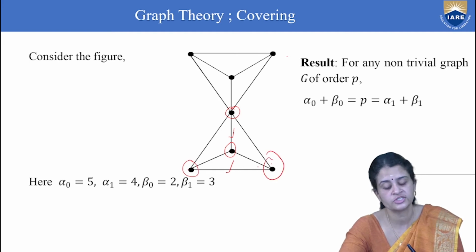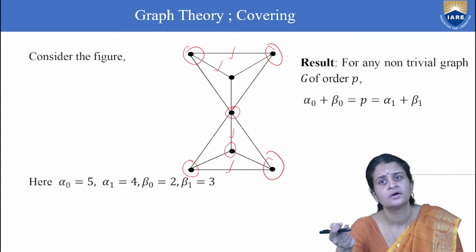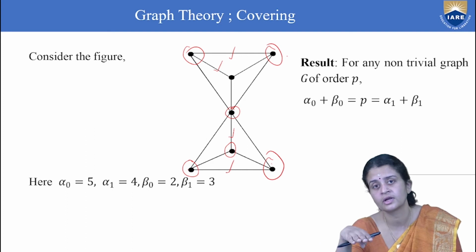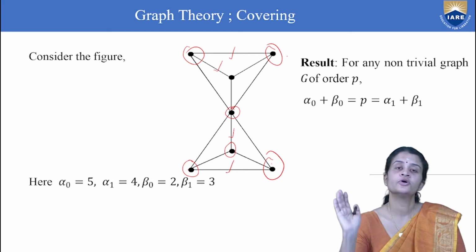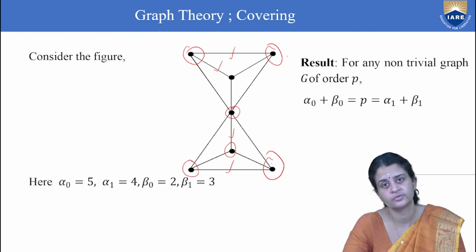Then which edges do I have to take? If I am taking this one, I can cover this, and to cover this vertex, I have to take at least one more edge from here. You can take either this or this. So how many edges are required to cover the complete graph? Four edges are required to cover this complete graph. So alpha 1 is 4.